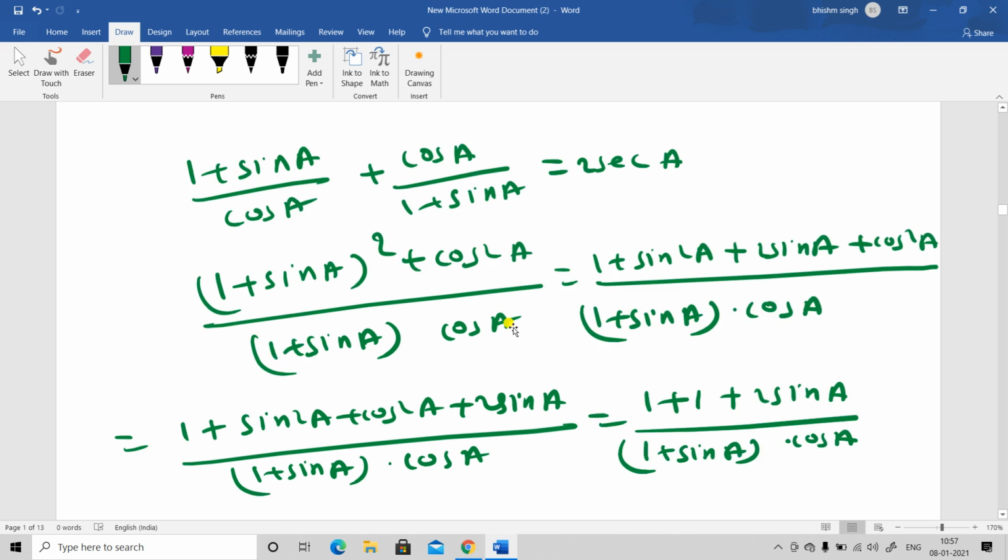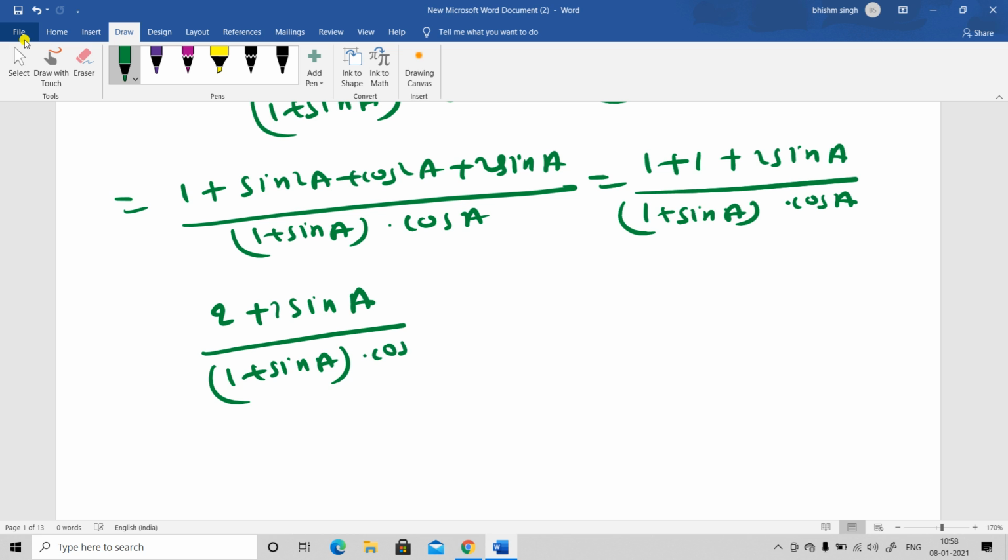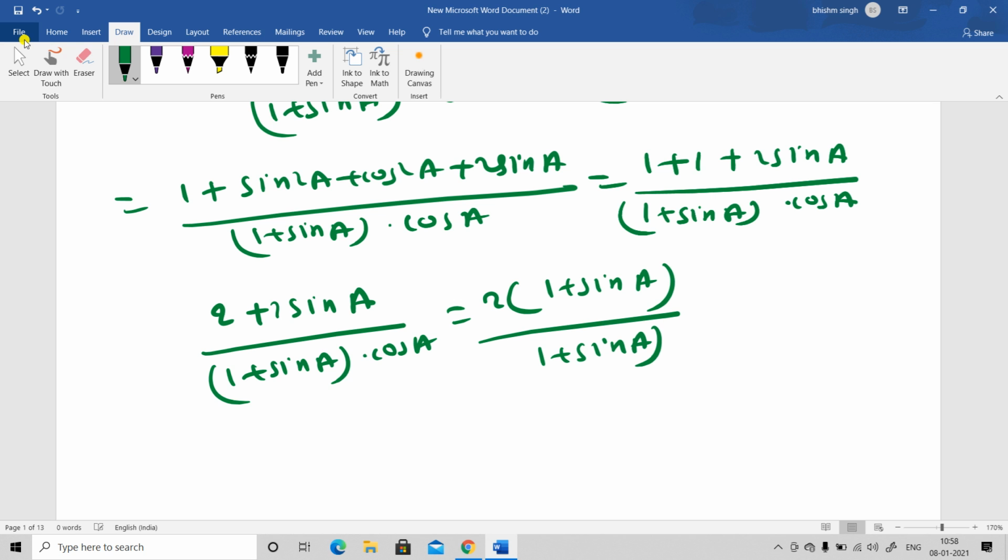That is 2 plus 2 sin A divided by (1 plus sin A) into cos A. Here take 2 common: 2 times (1 plus sin A) divided by (1 plus sin A) into cos A. The (1 plus sin A) cancels, so 2 sec A is your answer. What is the answer here? 2 sec A.